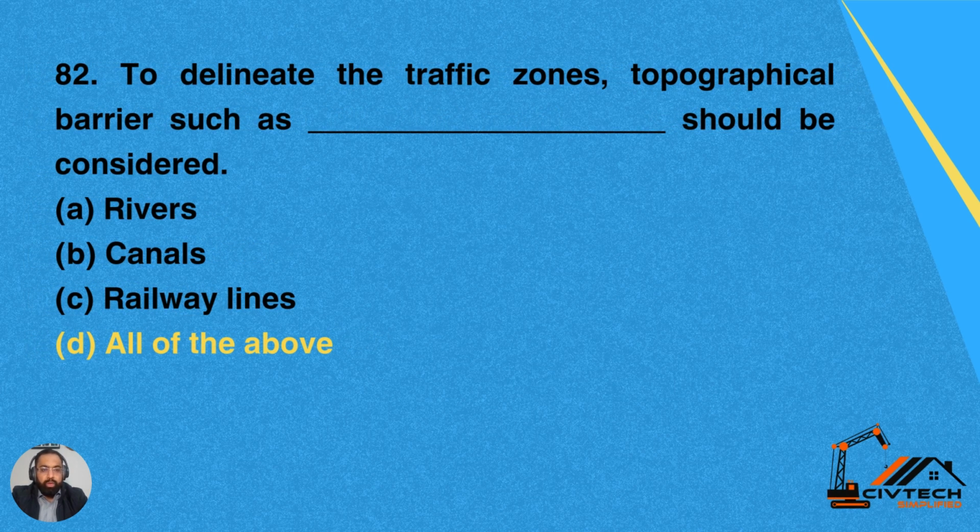Question 82. To delineate traffic zones, topographical barriers such as dash should be considered. Option A, rivers. Option B, canals. Option C, railway lines. Option D, all of the above. So option D is the correct answer for this question, which is all of the above.